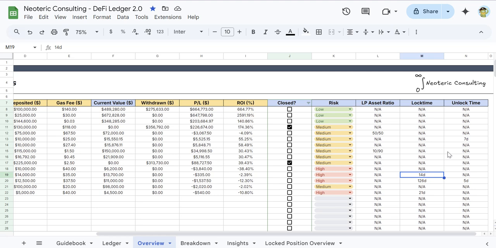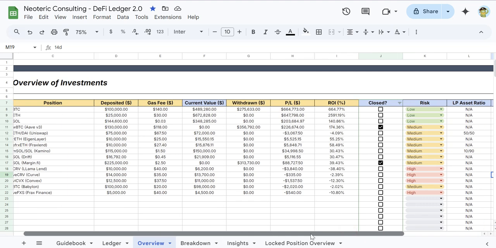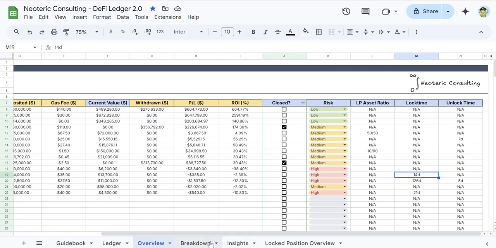So that's the unlock time here. Again, same conventions, days followed by a D. So that's pretty much the overview section, not many manual inputs at all. And those are the only manual inputs that you'll be making in the ledger tab and the overview tab.